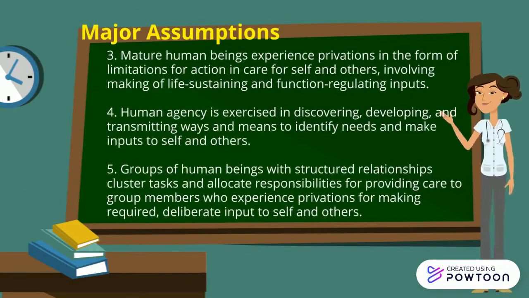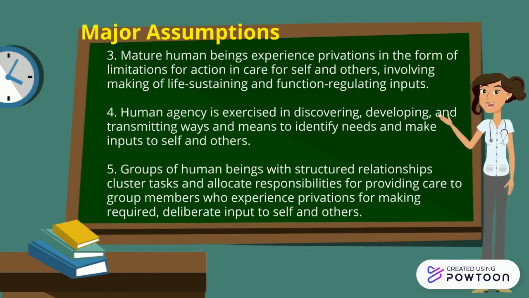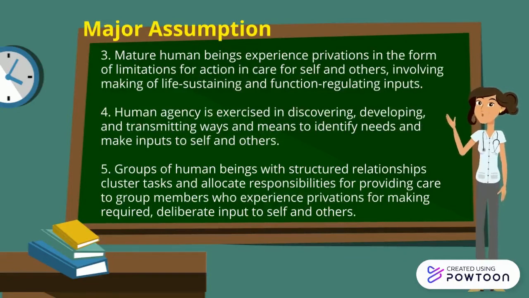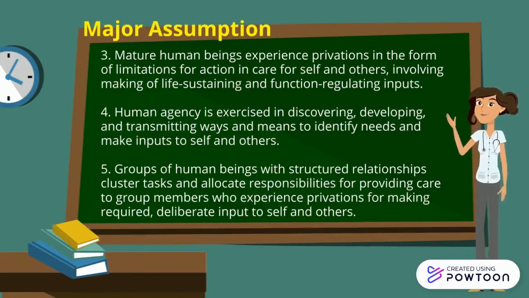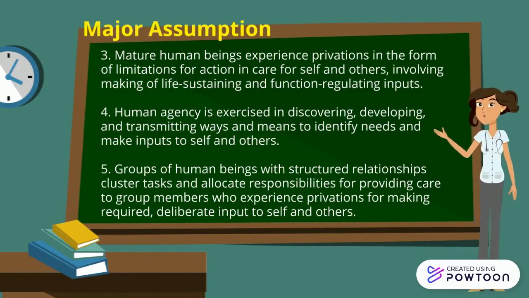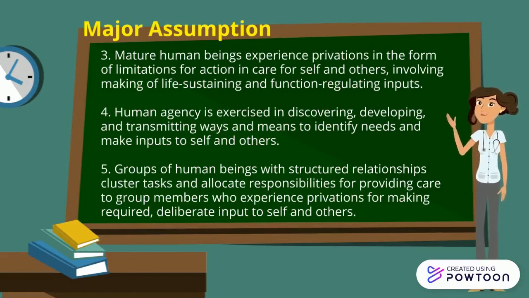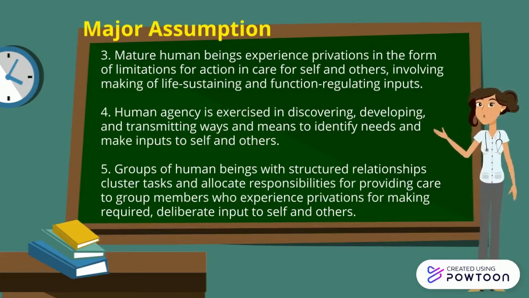Another assumption of this theory is that mature human beings experience privation in the form of limitations for action in care for self and others, involving making of life-sustaining and functioning regulating inputs. Human agency is exercised in discovering, developing, and transmitting ways and means to identify needs and make inputs to self and others. And the last assumption for this theory is that groups of human beings with structured relationship cluster tasks and allocate responsibilities for providing care to group members who experience privations for making required, deliberate input to self and others.